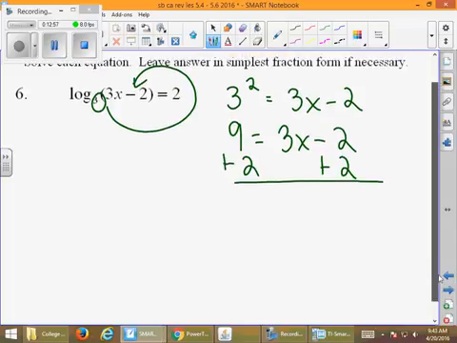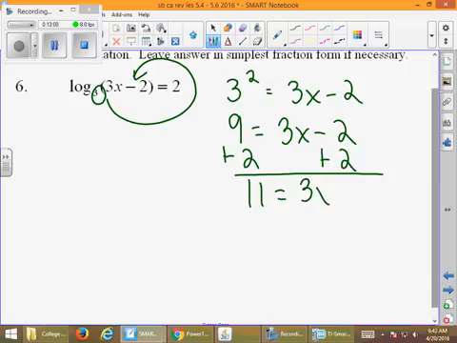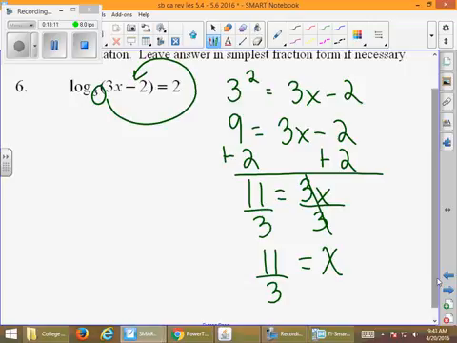So we get 11 equals 3x. If we divide everything by 3, we do get x equals 11/3. We do need to think about whether we have an extraneous solution or not. When we go back and test, it's going to be here in the argument part of the logarithm. This value must be positive. But 3 times 11/3 is 11. Minus 2 is 9. It's positive.